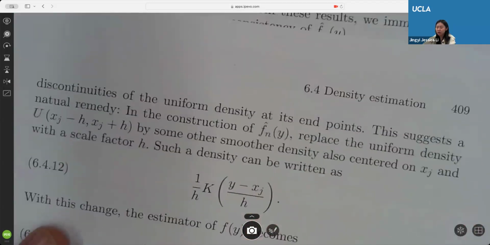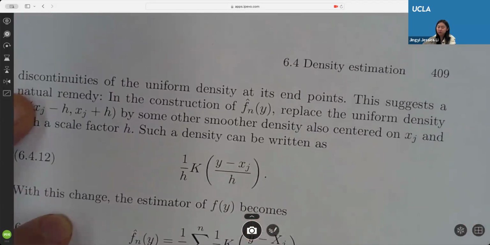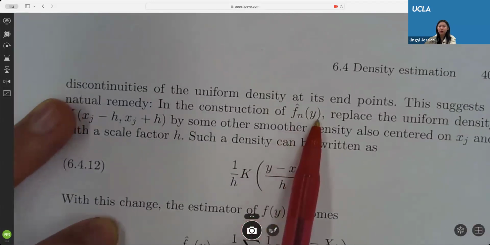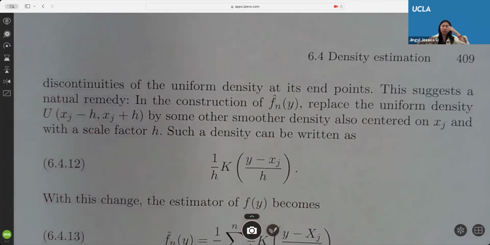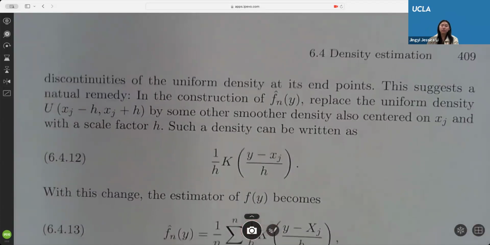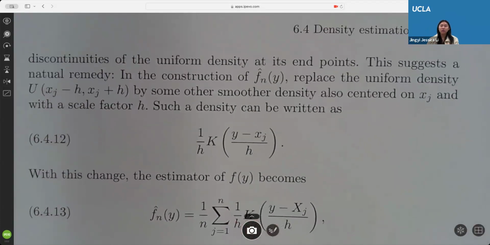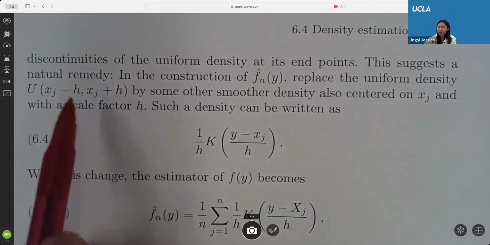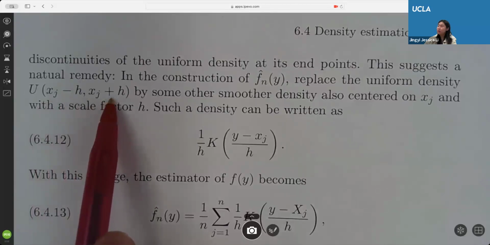discontinuity. This is what I just drew. Discontinuities of the uniform density at its endpoints, right? An interval, just suddenly drops. This suggests a natural remedy in the construction of fn hat. Replace the uniform density from xj minus h to xj plus h.